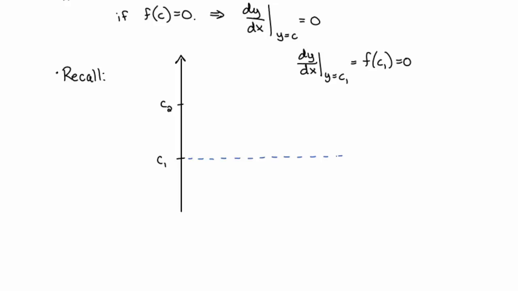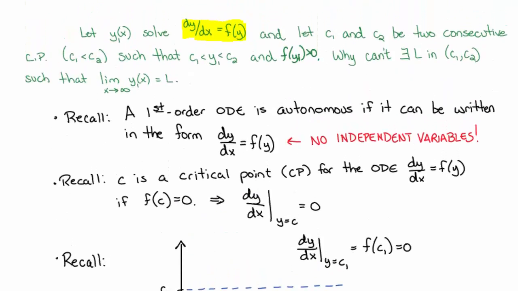Whenever the height is C1. And likewise, by a similar argument, the lineal elements will have slope 0 when y is C sub 2. Now, that is not the case for all other numbers so far. We haven't mentioned that we have any other critical numbers, but we did say that y sub 1 is a solution. So we know we have a curve that exists between C1 and C2.